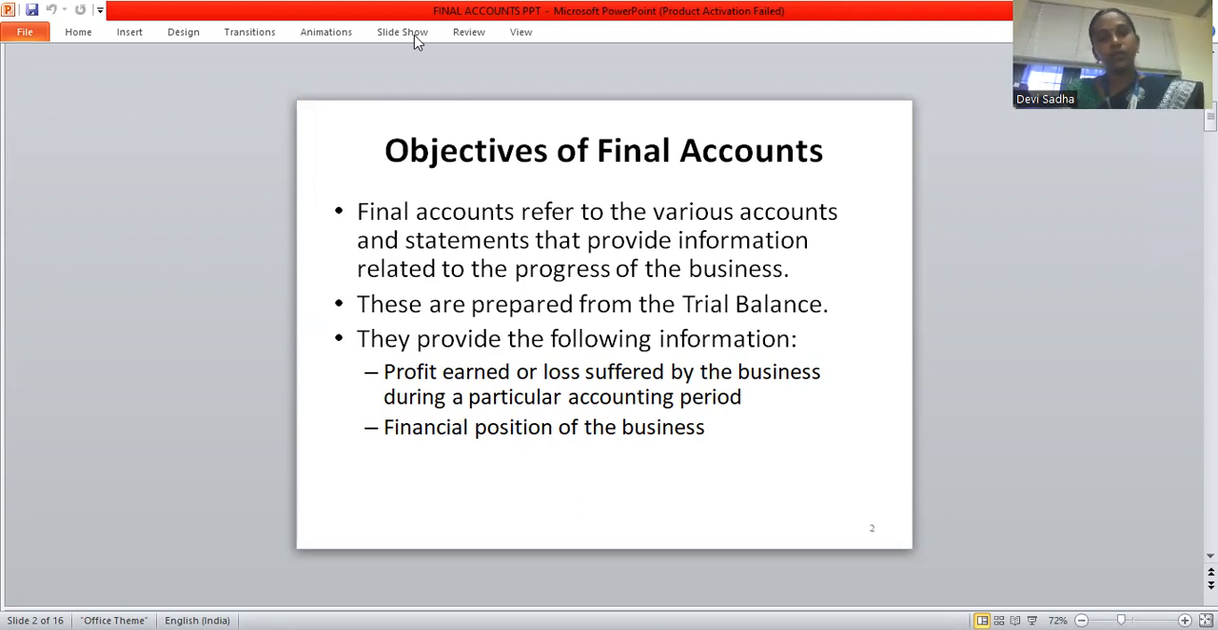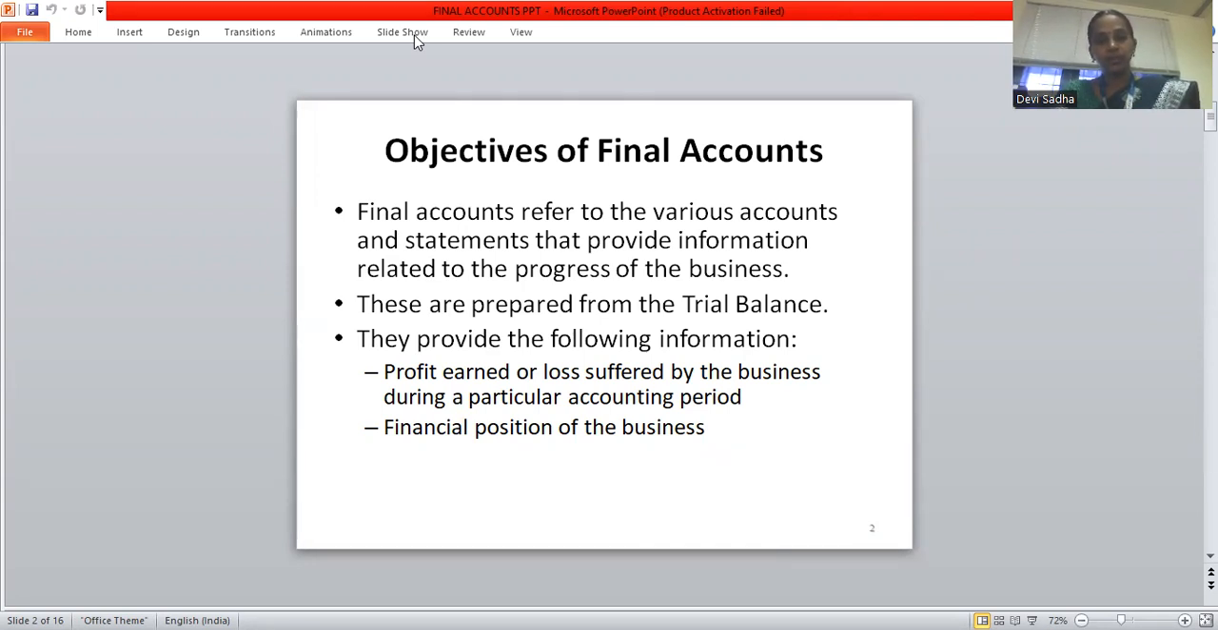What are the objectives of final accounts? We discuss one by one. The first one: the final accounts refer to the various accounts and statements that provide information relating to the progress of the business. Then again, these are prepared from the trial balance. The entire information we are getting from the trial balance.